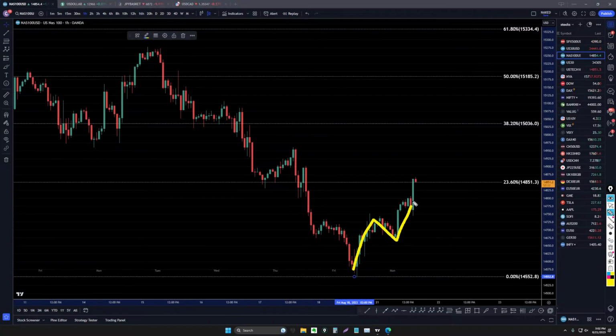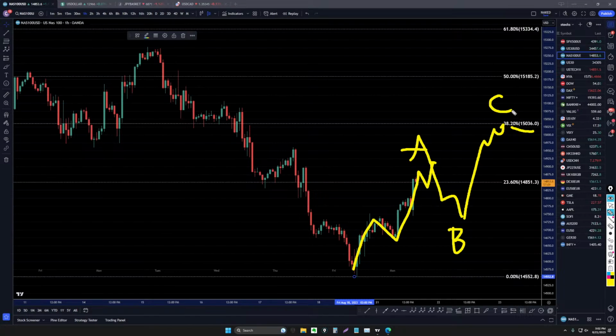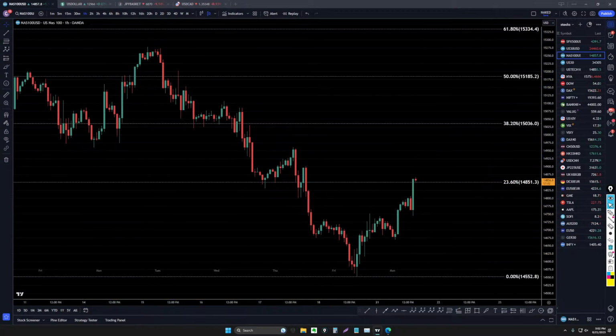So yeah, 1, 2, 3, 4, 5 of A, B, and then C. The 150.36 area seems like a pretty likely area to end the wave C and continue the downtrend. Definitely seems pretty likely. So yeah, we got that one all figured out.